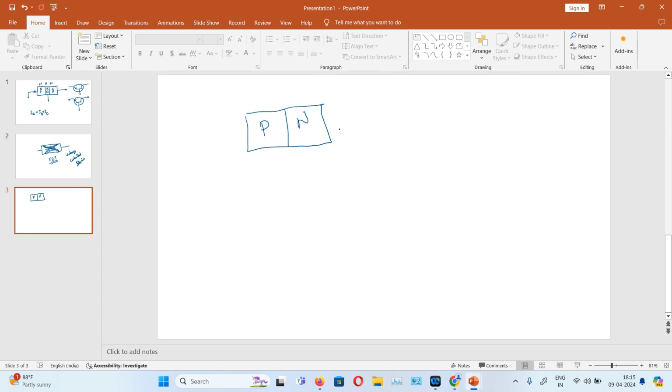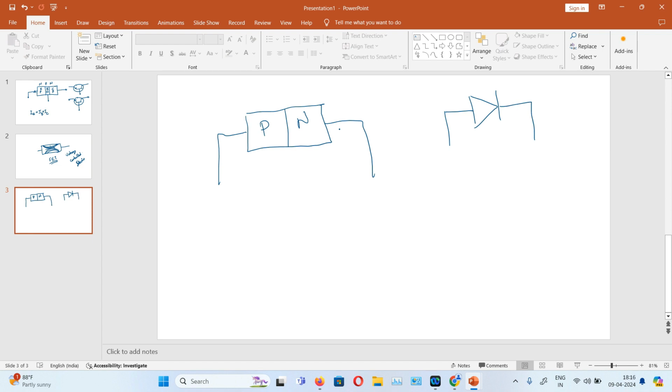It's P-N. The P side is made up of P-type semiconductor, and the N side is made up of N-type semiconductor. Actually, how it is made: there will be a single silicon chip, one side of which is doped with P-type, and the other side is doped with N-type, so that the diode is made. And the circuit symbol of the diode will be like this.